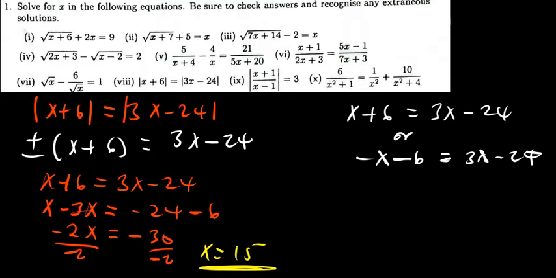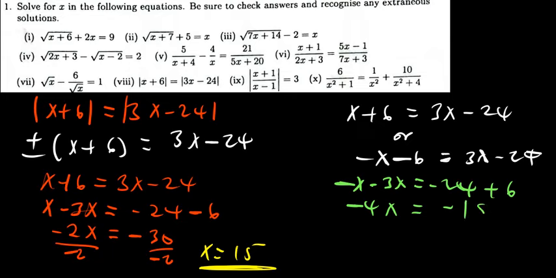And now let's do the negative. The one we multiplied by negative is this one. So negative x, I shift 3, is going to be like that: negative 24, then plus 6. This is going to be negative 4x is equal to, that one should be negative 18. Okay, negative 18.